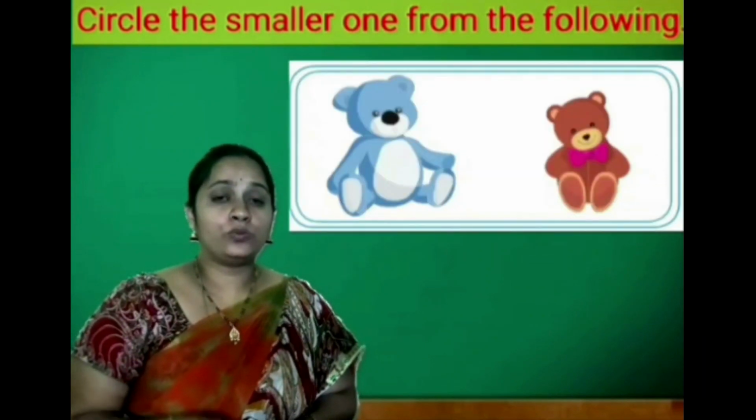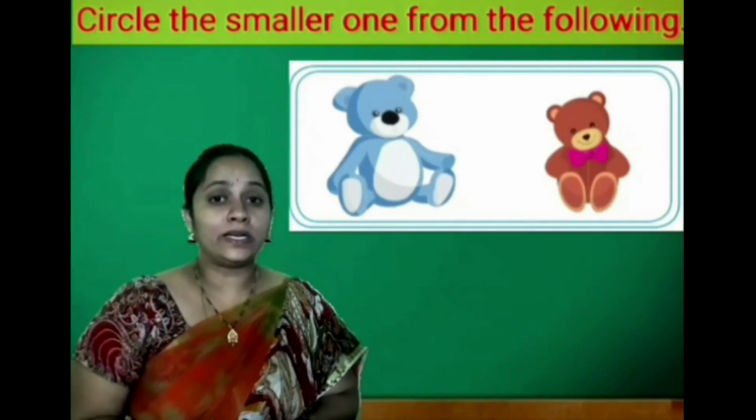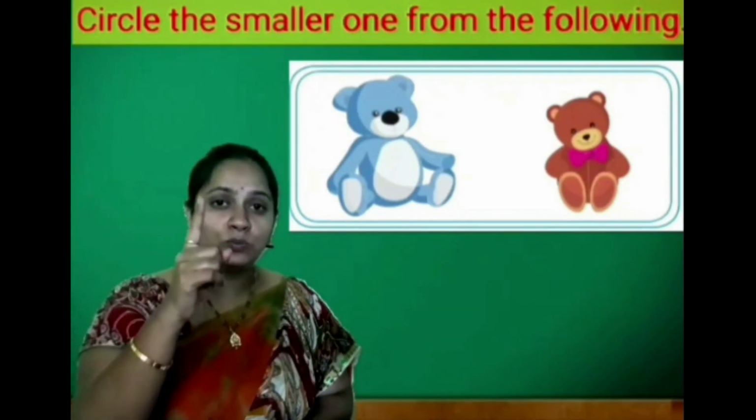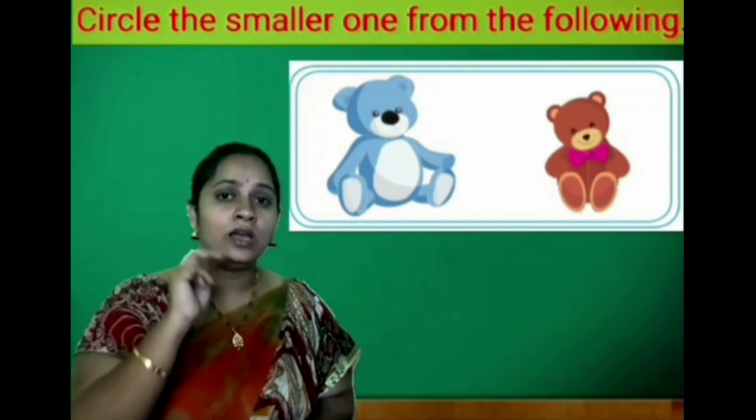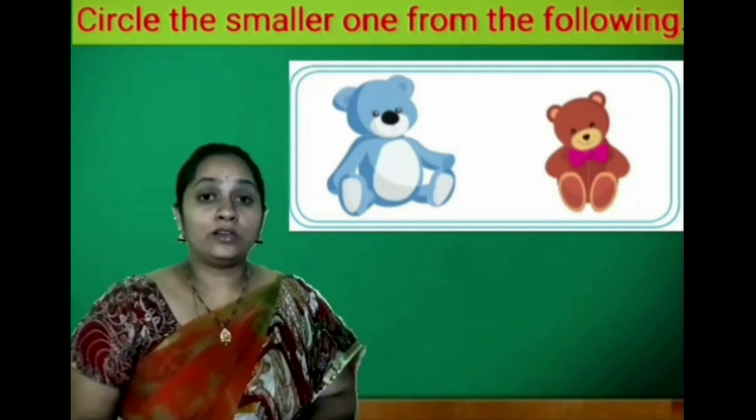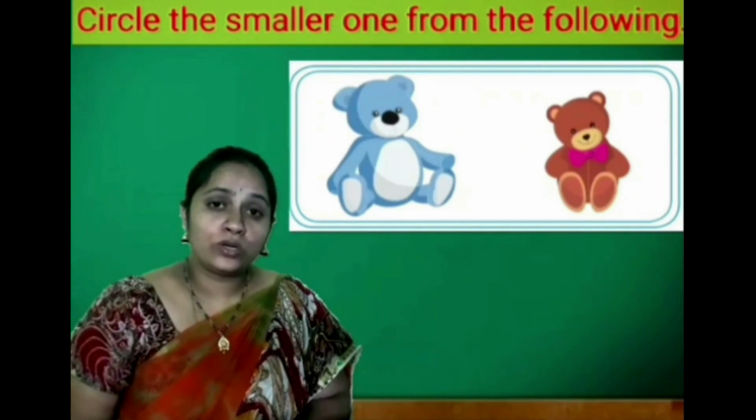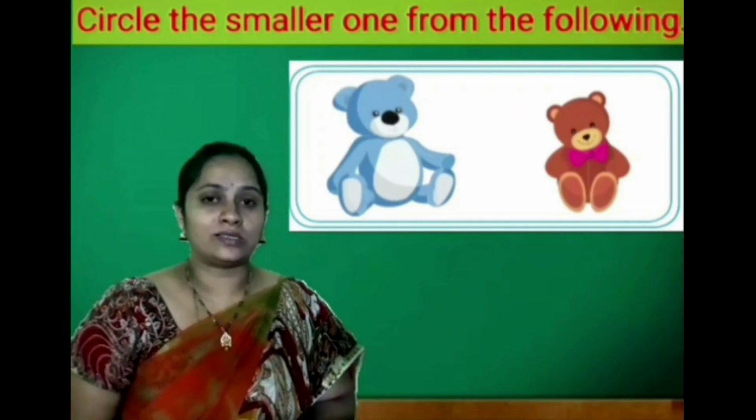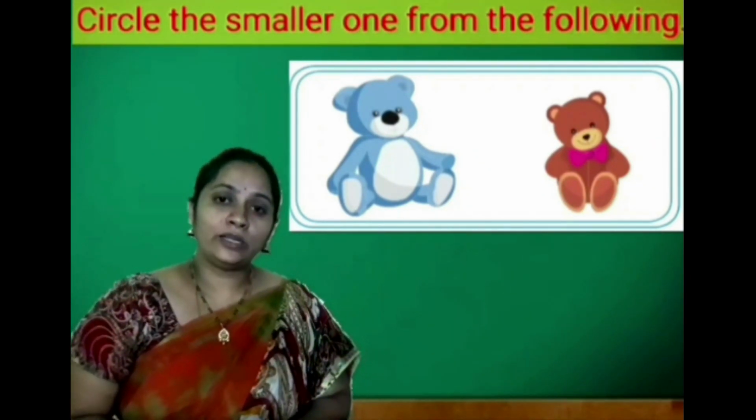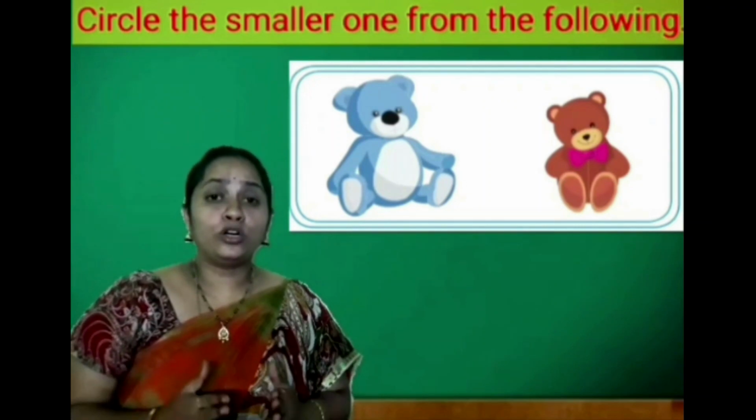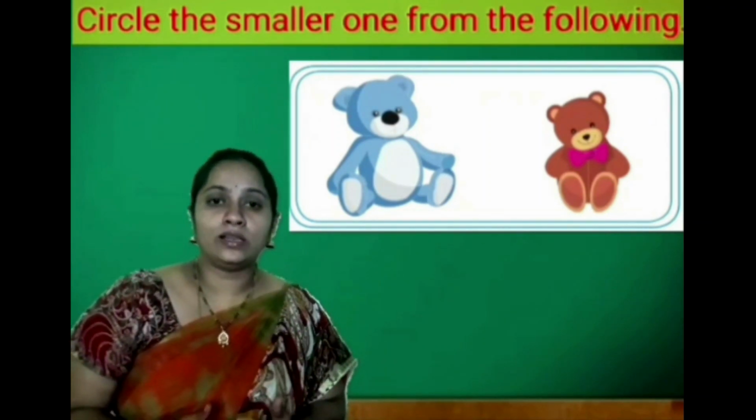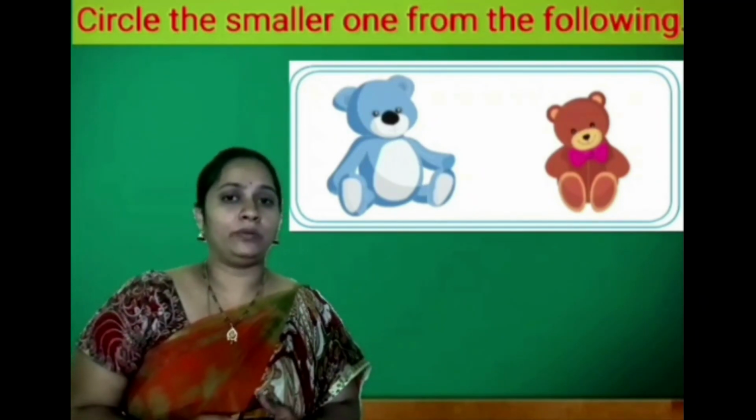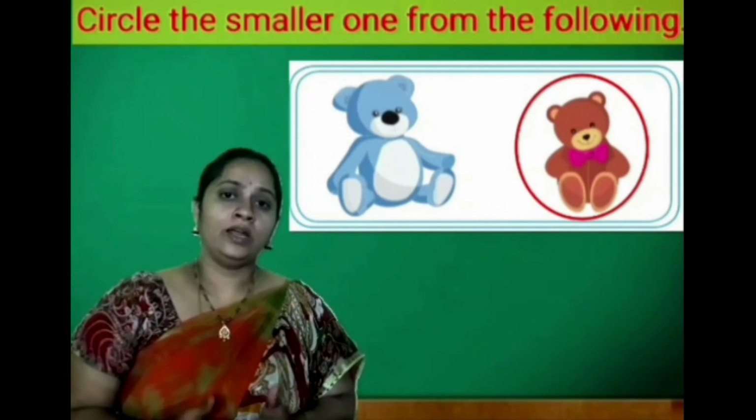Here in the first box we have two teddy bears. How many teddy bears? Two teddy bears. In those two teddy bears, the first one is blue and the second one is brown. Children, can you say which one is smaller? Yes, the brown teddy bear is smaller and the blue teddy bear is bigger. According to the sentence, we have to circle the smaller one. Here the smaller one is the brown teddy bear. So, circle the brown teddy bear.